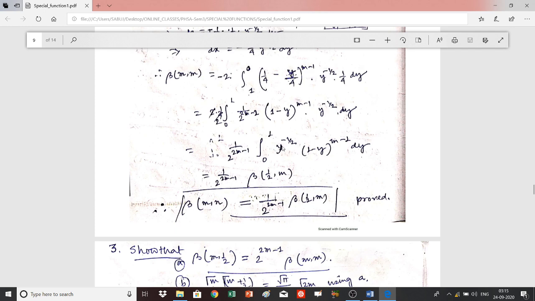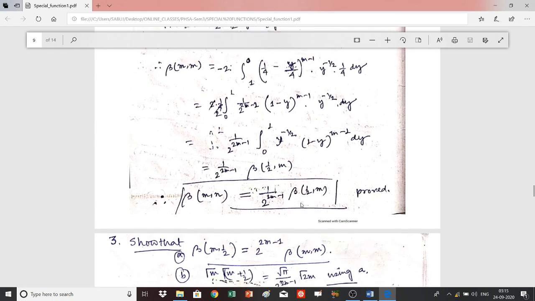If you compare, then actually m is nothing but half. N is nothing but half. Okay, because this can be written as half minus 1. So in this case, n is half. So that this term gives you nothing but beta half n. So beta mn is equal to 1 by 2 to the power 2n minus 1 beta half n. So it has been also proved.